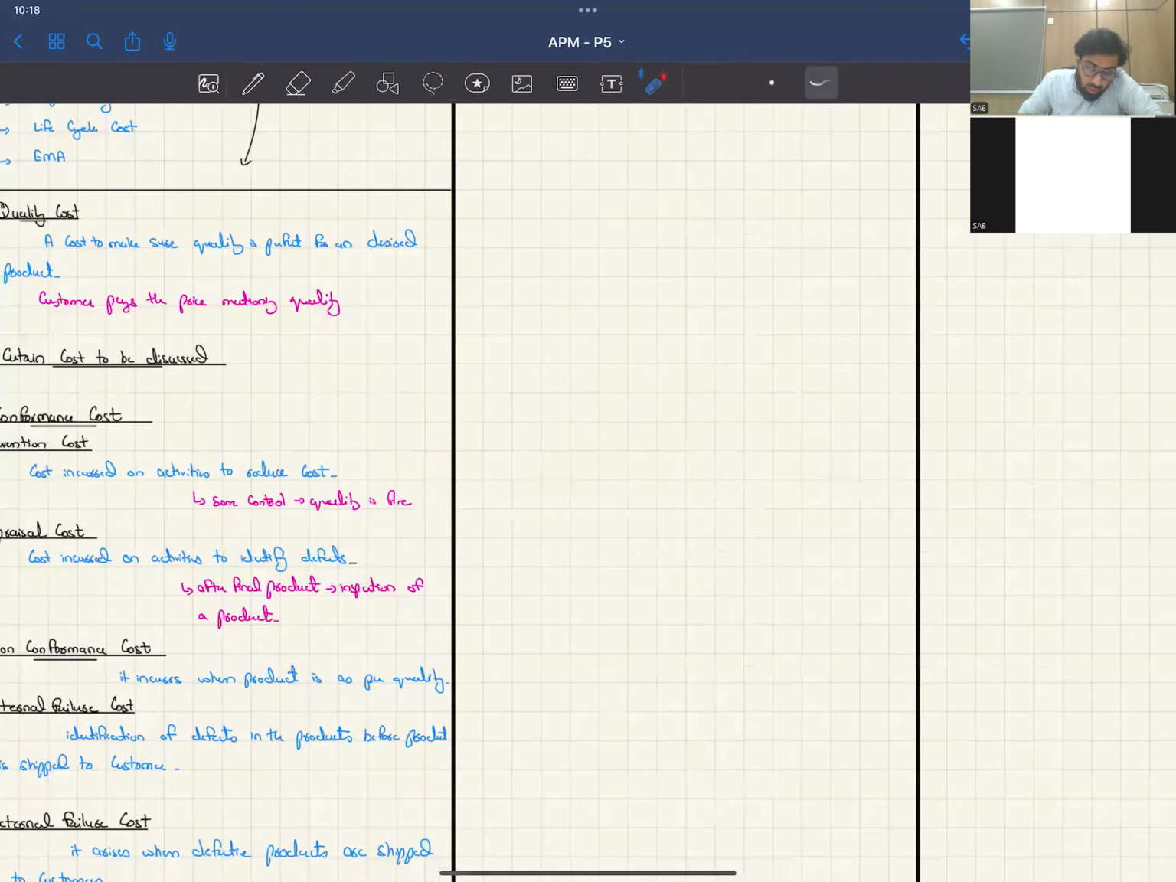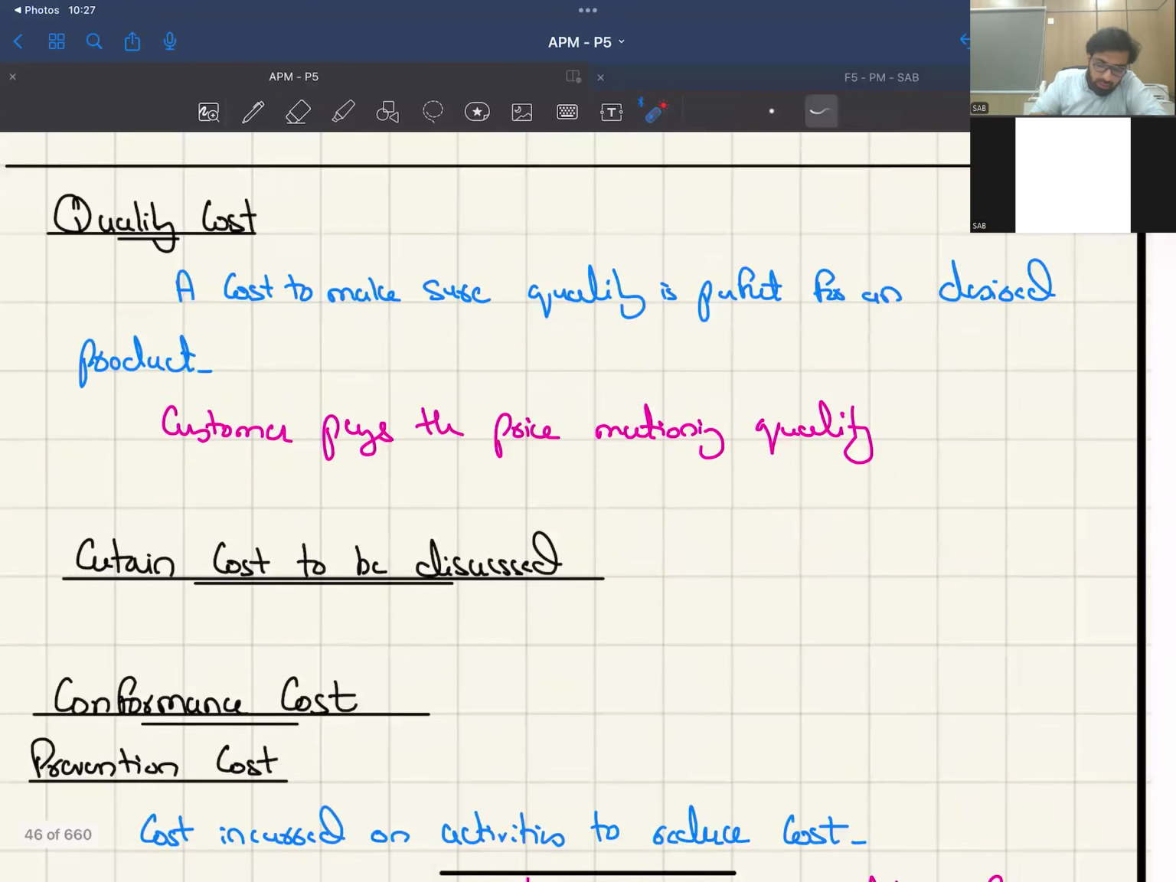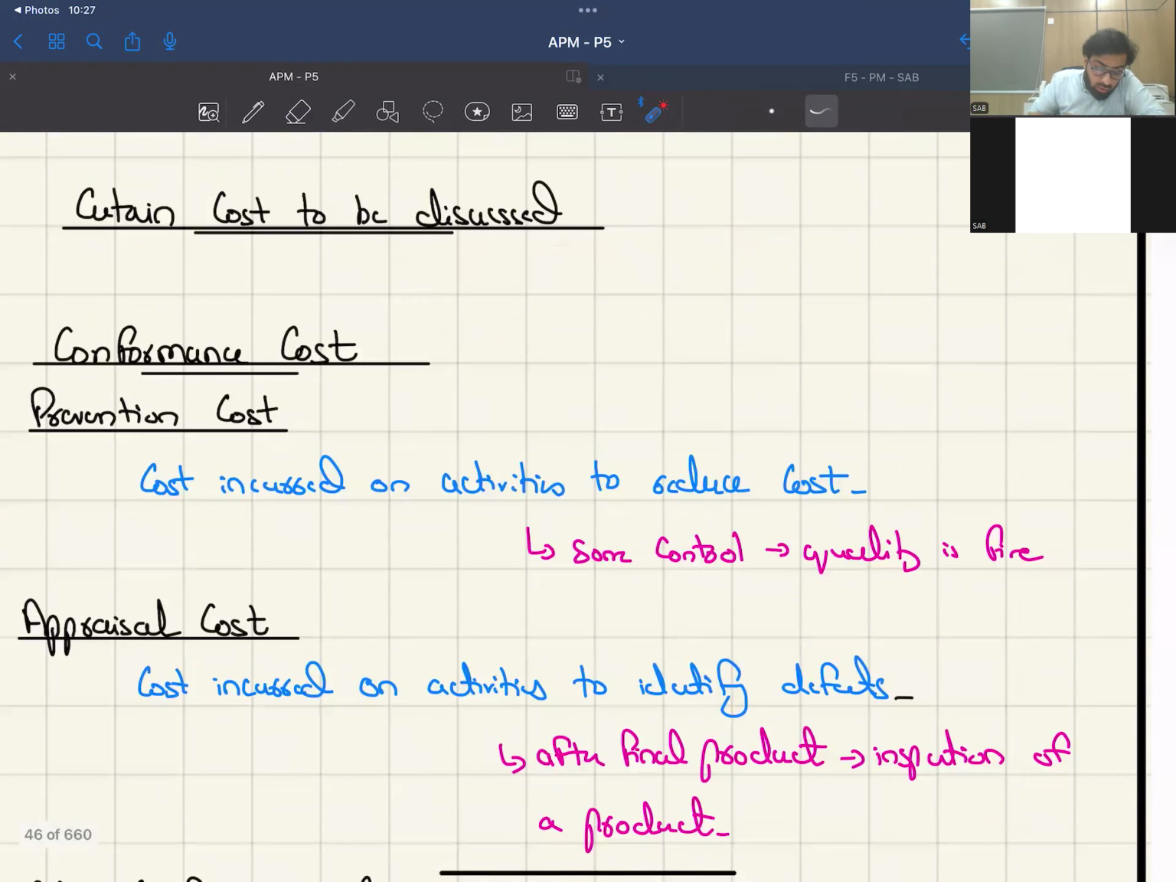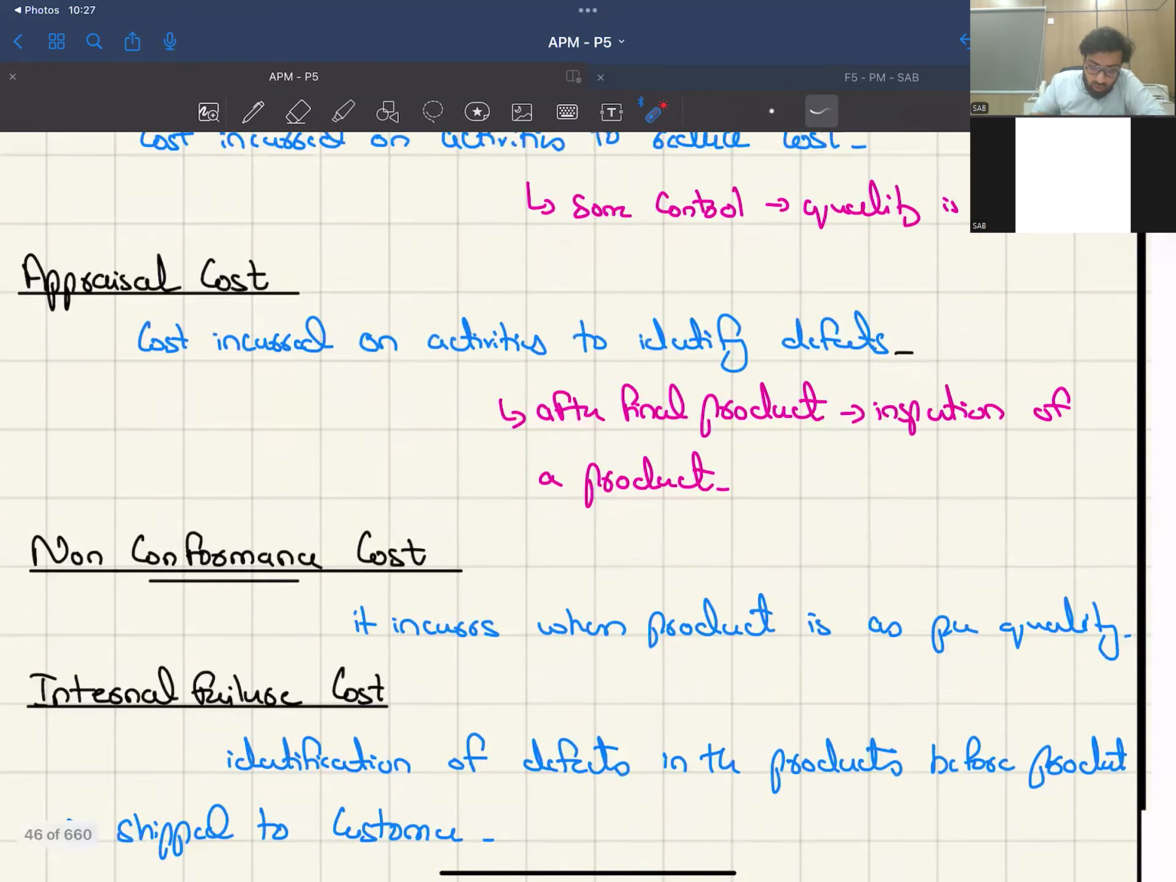This cost is known as external failure cost. Now if someone asks you what the quality costs to be considered are, it's basically a cost that a company incurs to make sure that the quality is perfect, right? So, guys, we had a discussion on quality cost. That's a cost to make sure that the quality is perfect. Then there are two types of cost: conformance cost and non-conformance cost.